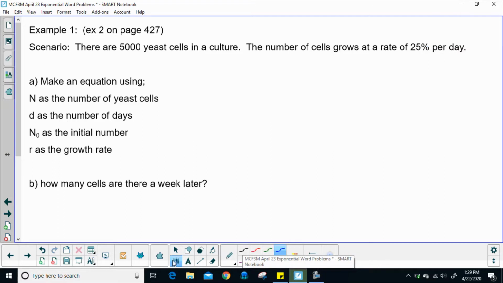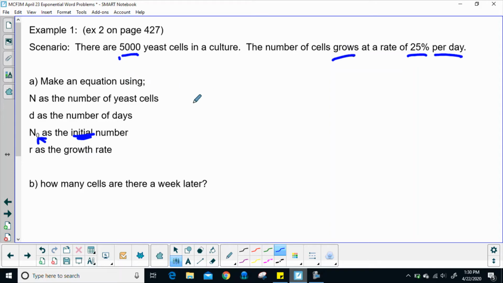Okay, so here we have a scenario. I'm talking about yeast cells in a culture. We have 5,000 yeast cells in a culture, and the number of cells are going to grow at a rate of 25% per day. So each of those pieces are important. The first thing we want to do is make an equation. So I'm going to say N is the number of yeast cells, D is the number of days, N with that little subscript 0, so that right there is a subscript, okay? That's what represents it as initial, and R is the growth rate.